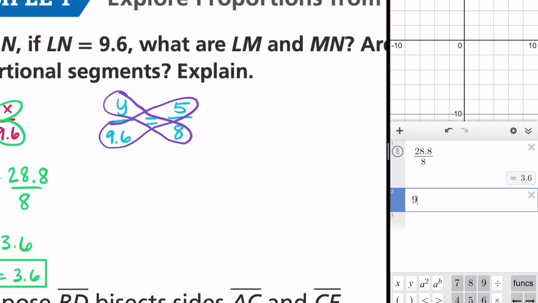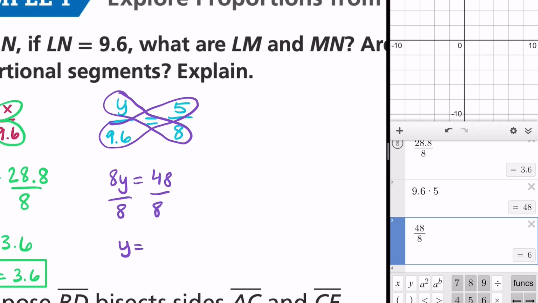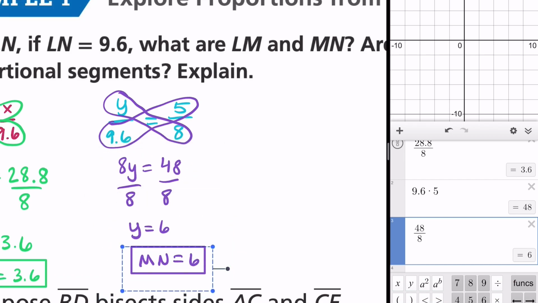We got 9.6 times 5 is 48. 48 divided by 8. Yep. So we'll get 8Y equals 48. So Y has to be equal to 6. So we just proved both of these by using proportions. So MN has to equal 6. Again, you could have just deduced it, but I'm just showing you that you can solve both of them and that they are proportional, and that's why they all work out.